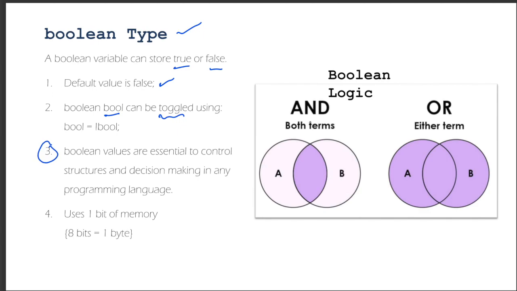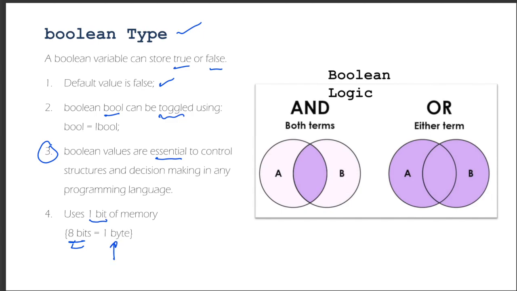Boolean values are essential to the control structures and decision-making in any programming language. And a Boolean type uses 1 bit of memory, and just to compare that to the other types, it takes 8 bits to equal 1 byte.